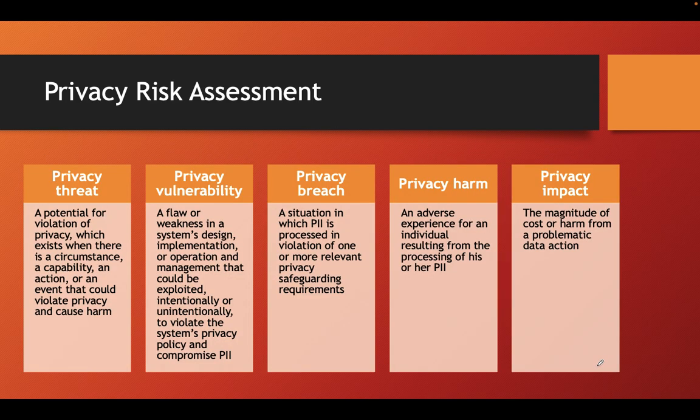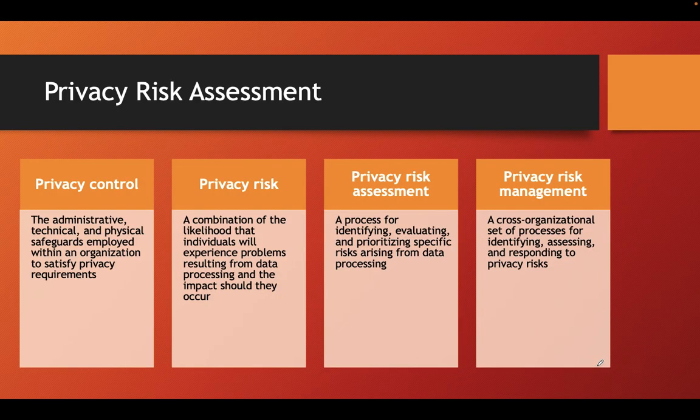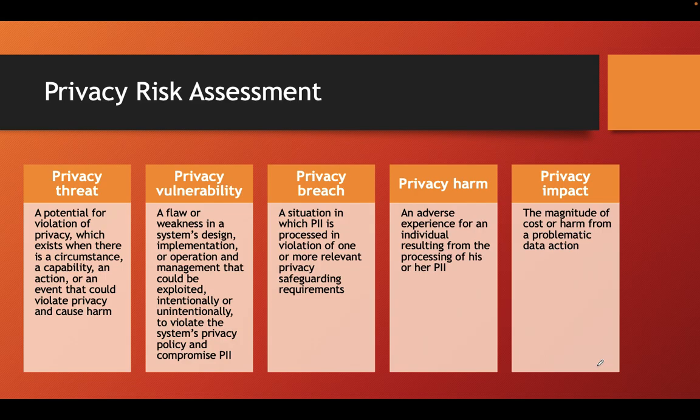So now, still on privacy risk assessment, we have about 9 different elements of privacy risk assessment. The first one is the privacy threat.